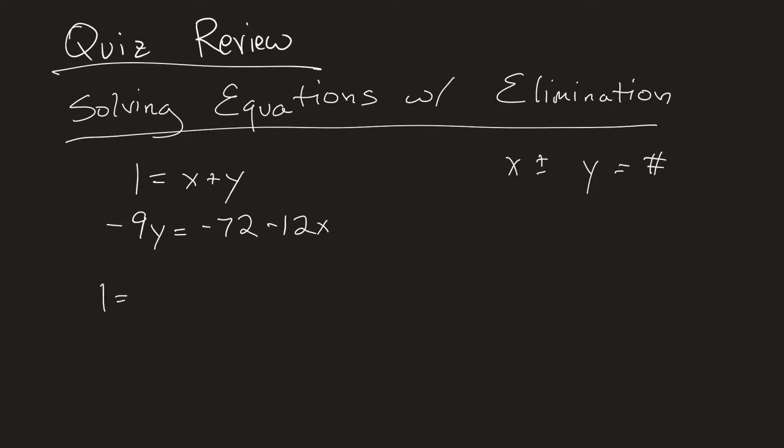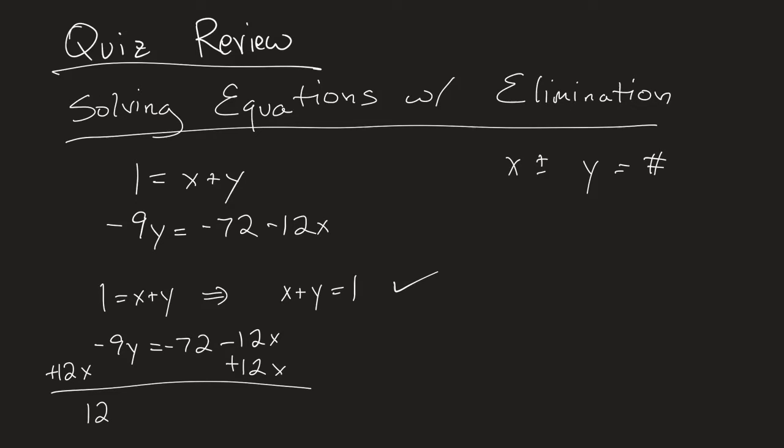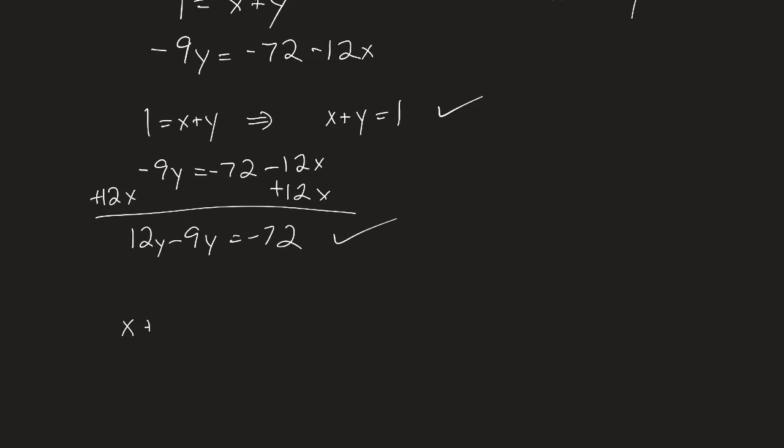So this first one, the 1 equals x plus y, is the same thing as x plus y equals 1. So this is in the correct form. Now this one, negative 9y is equal to negative 72 minus 12x. Then to get it in the correct form, we want to add 12x to both sides. So we get 12x minus 9y is equal to negative 72. So now this one is in the correct form. So our new equations are now x plus y equals 1, and, I forgot to write x here, and 12x minus 9y is equal to negative 72.